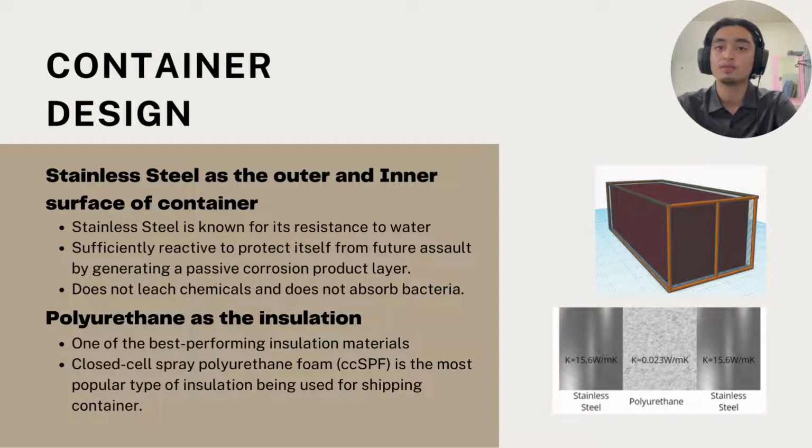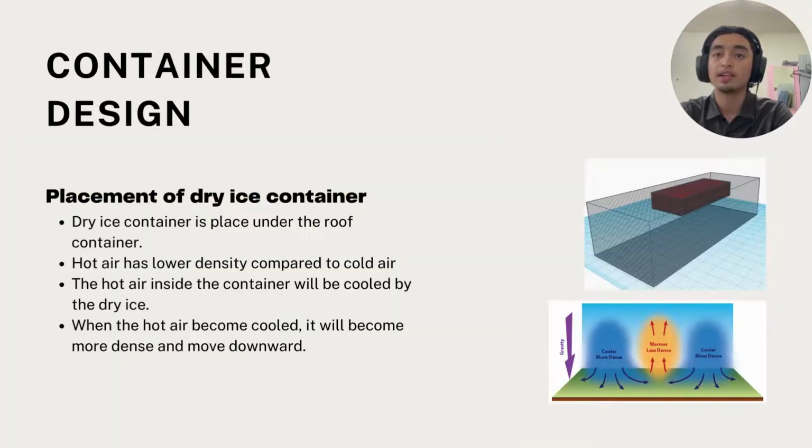For the insulation, we use polyurethane, which is one of the best performing insulation materials. It is commonly used in construction. Second, we use closed cell spray polyurethane foam, which is the most popular type of insulation used for shipping containers. Next is the placement of the dry ice container. We decided to place the dry ice container under the roof of the container.